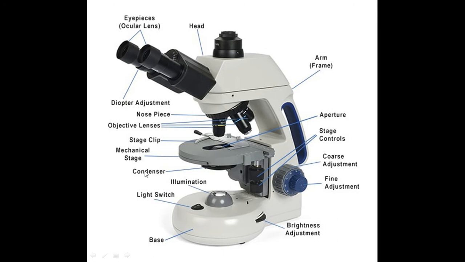We have the condenser down here, the condenser and the diaphragm. They are together, they tend to control how much light passes through the object.